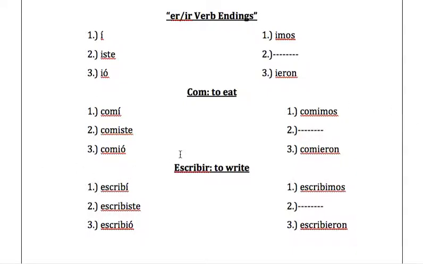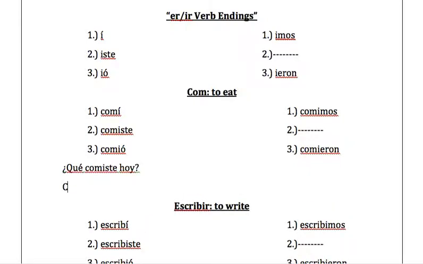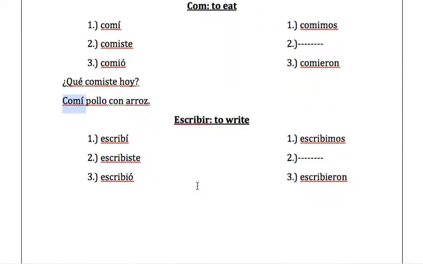So if we were to ask, what did you eat today? Say, ¿qué comiste hoy? I ate chicken with rice. Comí pollo con arroz. Preterite tense, what did you eat today? I ate, specific point where you started, specific stopping point, chicken with rice.